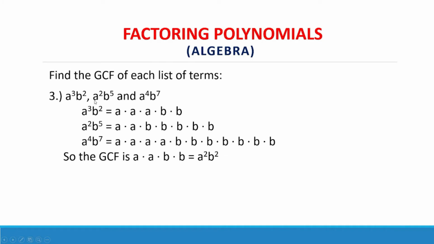Number 3: a cubed b squared, a squared b to the fifth, and a to the 4th b to the 7th. The factors of a cubed b squared are a times a times a times b times b. The factors of a squared b to the fifth are a times a times b times b times b times b times b. And the factors of a to the 4th b to the 7th: there are 4 a's, so a times a times a times a, and there are 7 b's, so b times b times b times b times b times b times b. So the GCF has 2 a's and 2 b's, so a times a times b times b. And the GCF is equal to a squared b squared.